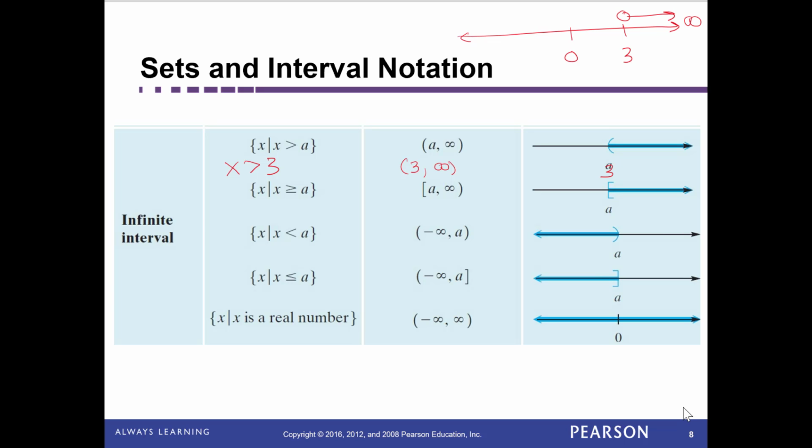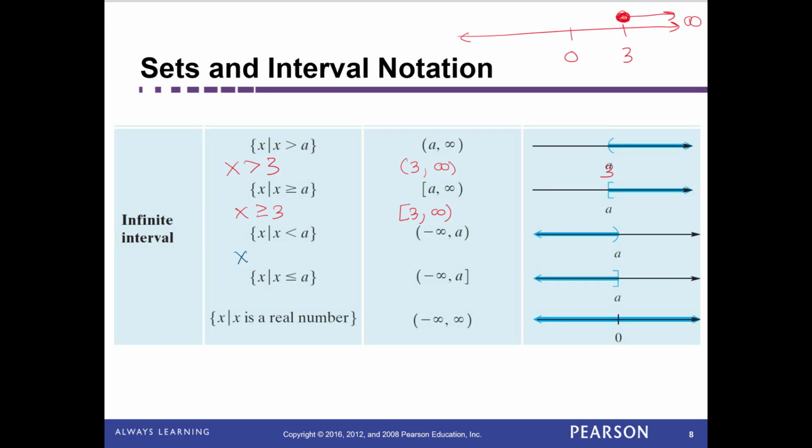If I was looking at x is greater than or equal to 3, my number line would look exactly the same, except that would be closed in. It would include the value of 3. I'm putting this in interval notation. It would be bracket 3 because it includes 3, comma, infinity, and a close parenthesis.